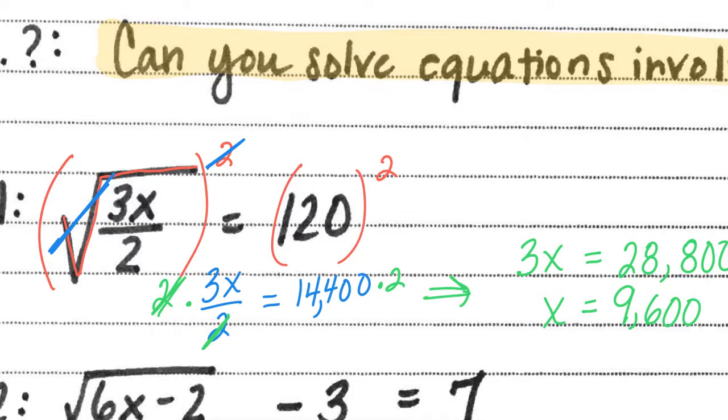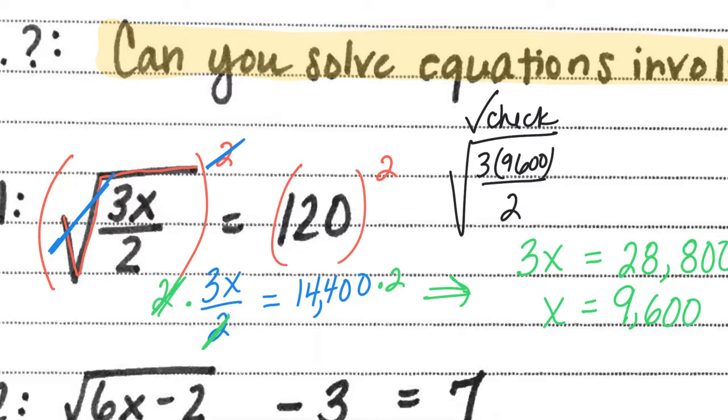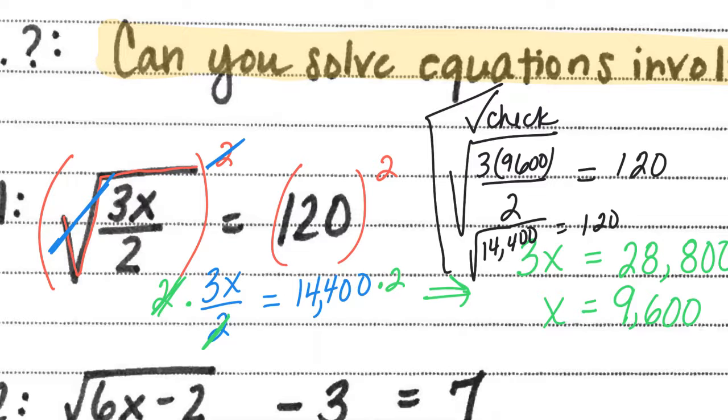Now, it's always a great idea to check, and we want to go ahead and put it back into the original. So I'm going to check it. I'm actually going to check it in black right up here. So if I have 3 times 9,600 divided by 2 under a radical, I literally can put that right into my calculator and find out that is equal to 120. Or you can continue on and know that this is 14,400 and that is equal to 120. So always a good idea to check.